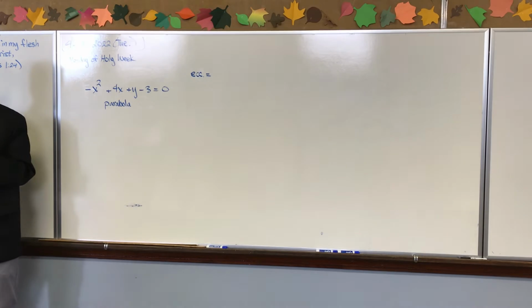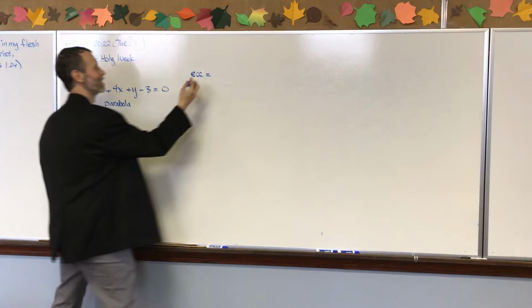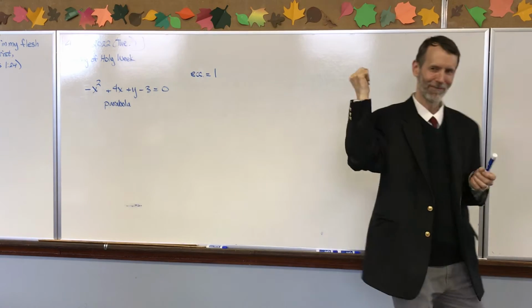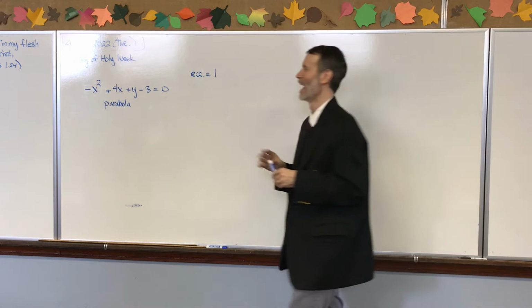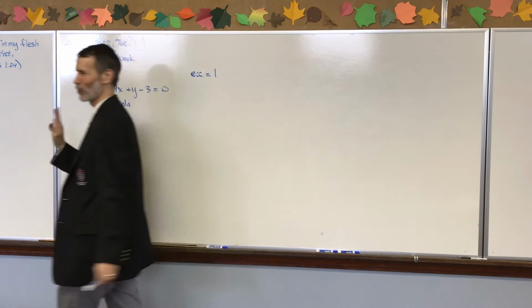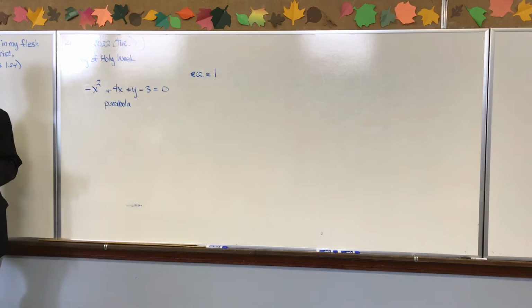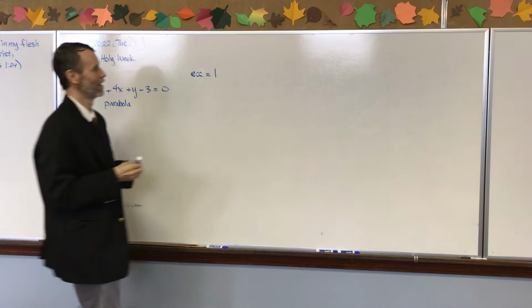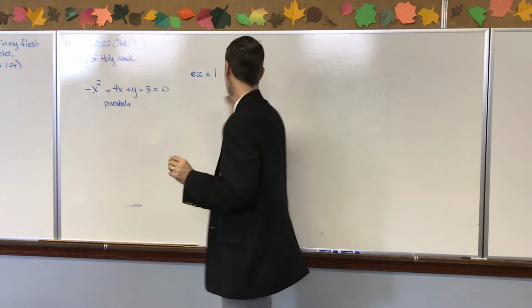How do you find eccentricity of a parabola? Just one. It's 1. Every parabola on Earth has an eccentricity of 1. Your problem's done. If you get a parabola on this worksheet, rejoice and be glad, because your work is done. Let's try another one. This one's going to be a little sneakier.